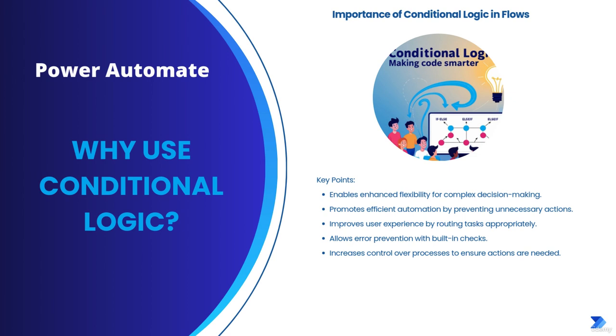Difference between simple and complex conditions. In Power Automate, conditions can range from simple to complex, depending on how many criteria you need to evaluate and how these criteria are combined. Understanding this difference is crucial for designing efficient flows, particularly as the complexity of your automation increases.